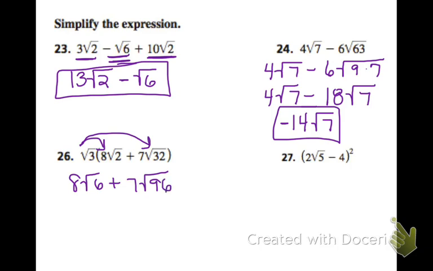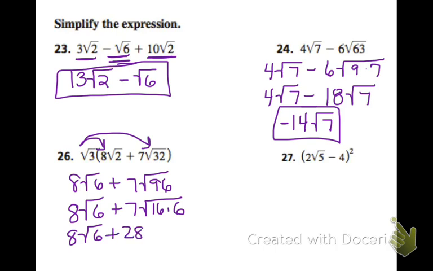And since I already see the square root of 6 over here, I'm going to look to see if I have a 6 as a factor of 96, and I do. So I can simplify, right, because this is going to be 7 times 16 times 6. So now I know I'm pulling out a factor of 4 because the square root of 16 is 4. So 7 times 4 changes to 28. So 8 square root of 6 plus 28 square root of 6 can be added or combined to be 36 square root of 6.